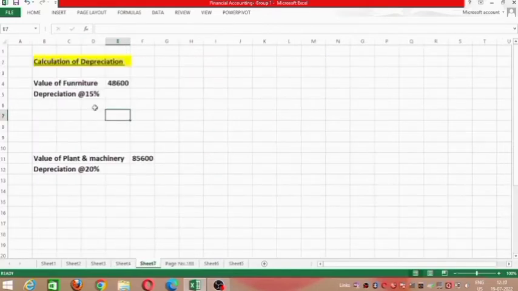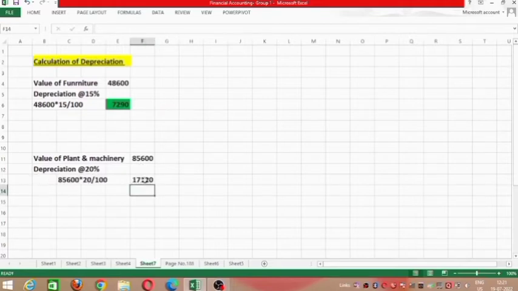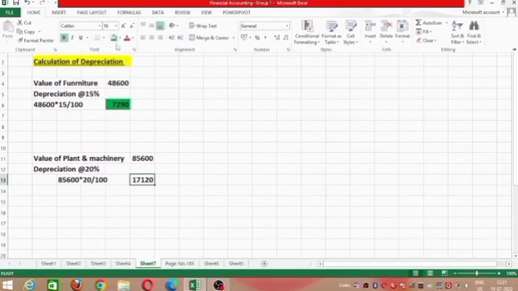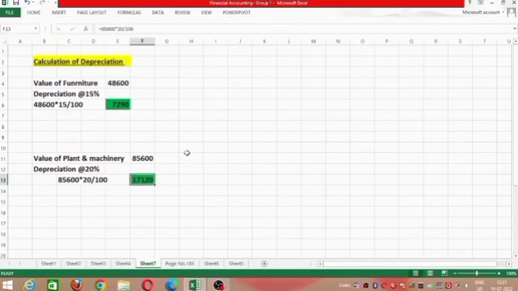Let's calculate the depreciation amount. The value of the furniture they have given is 48,600. On that we have to calculate 15%. Furniture depreciation amount is 7,290. Next we will calculate the same thing on the plant and machinery. The value of the asset is 85,600. So the depreciation amount is 17,120 for plant and machinery.